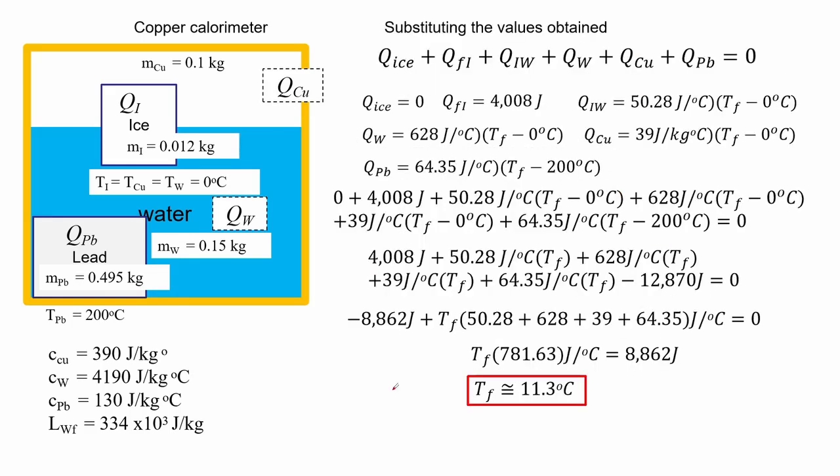We then substitute the values obtained to the sum of energy. We rearrange the formulation to have an expression for the final temperature. We get that it is about 11.3 degrees Celsius. This is the final temperature of the system after a hot lead is dropped into the copper calorimeter can.